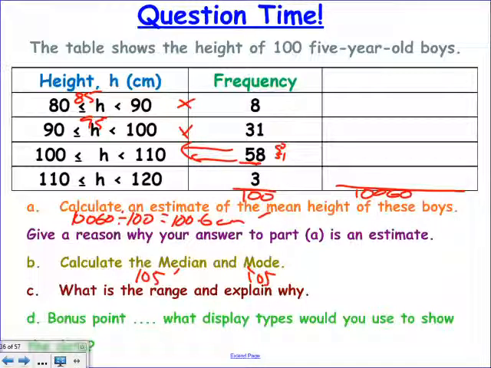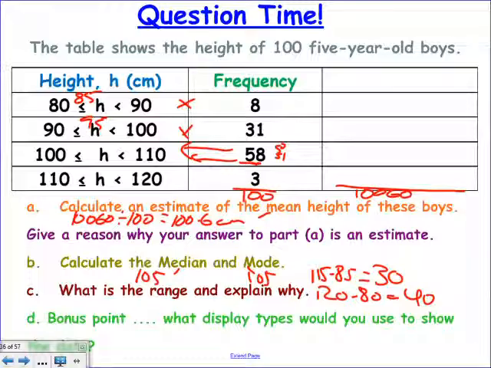Finally, for the range, what did you get for the range? You did 115 minus 85 gives me 30. Anybody get anything different? Did anybody go for 120 and 80? 120 minus 80 is 40. So you can have different ranges as long as you tell the examiner, I took the midpoints. So it says explain why. Say why you got that amount. Okay? For a bonus point, if I was going to plot this data on a diagram, what diagrams could I use?